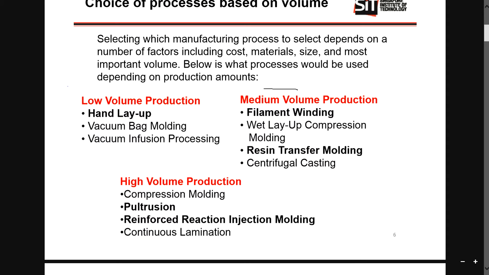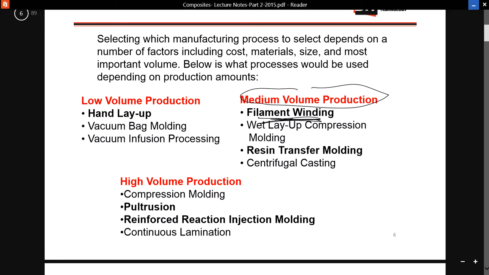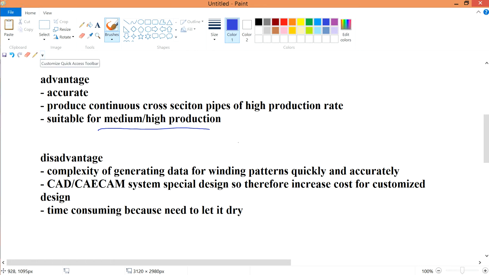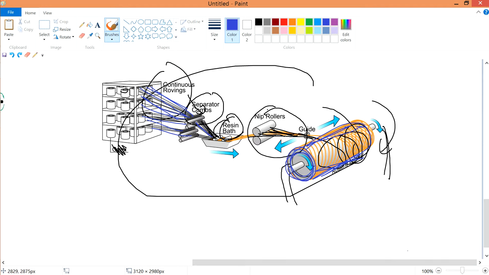So over here, medium volume production, your filament winding, which is in your lecture notes part 2, page 6. And next is the disadvantage: complexity of generating data for winding patterns. So the computer is good because it's accurate, but however you need to generate the data for the winding patterns. So you're going to test trial, because as I said, this is computerized.